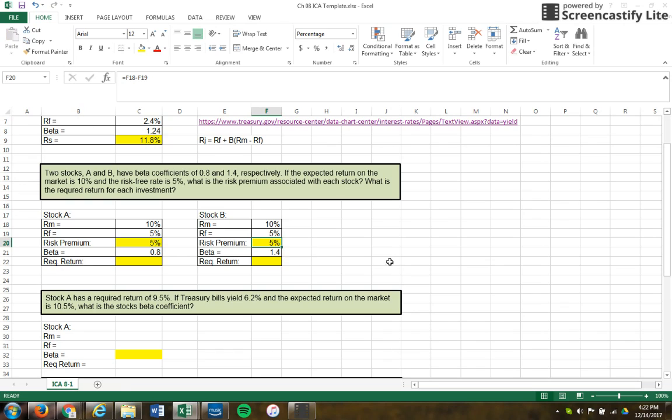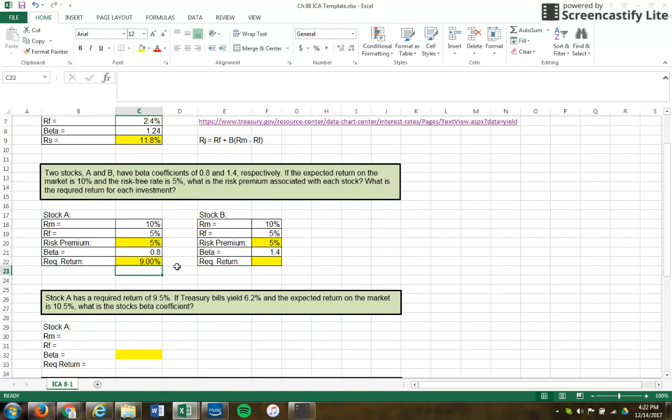numbers. Now, in order to find the required return, now that we have calculated the RM minus the RF, we just find the return by calculating the risk-free rate plus the beta times that. So our risk-free rate plus the beta times our risk premium. That's all we have to do once we've calculated the risk premium.